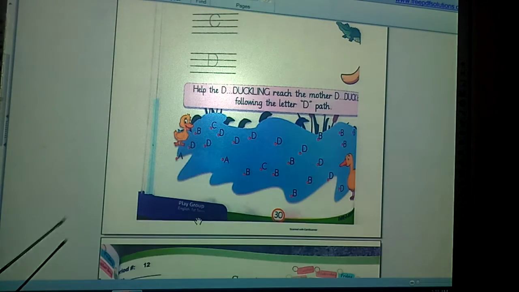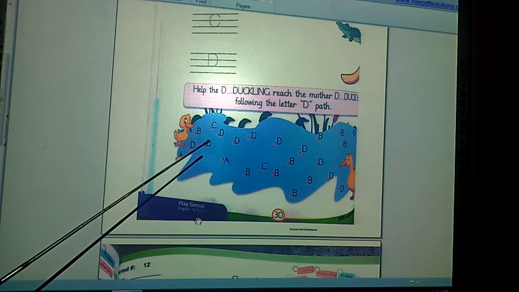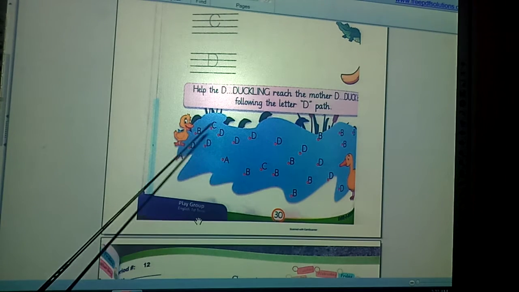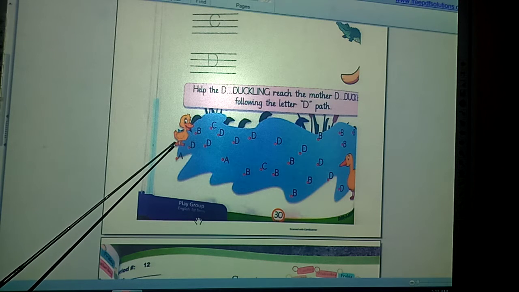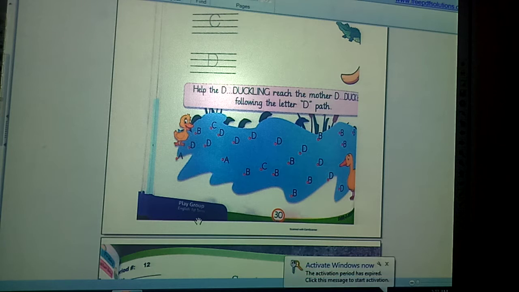Now, here is an activity. Help the D duckling reach the mother D duck following the letter D path. Now, here is a duckling and it has to move to mother. So we will make a path for it.